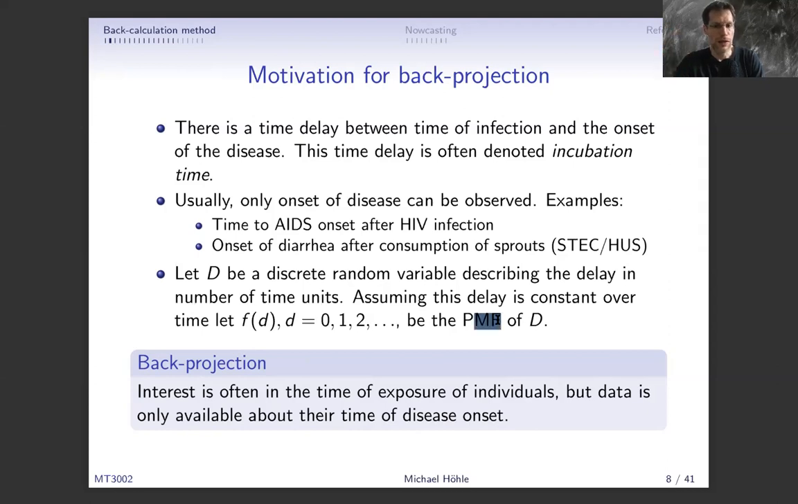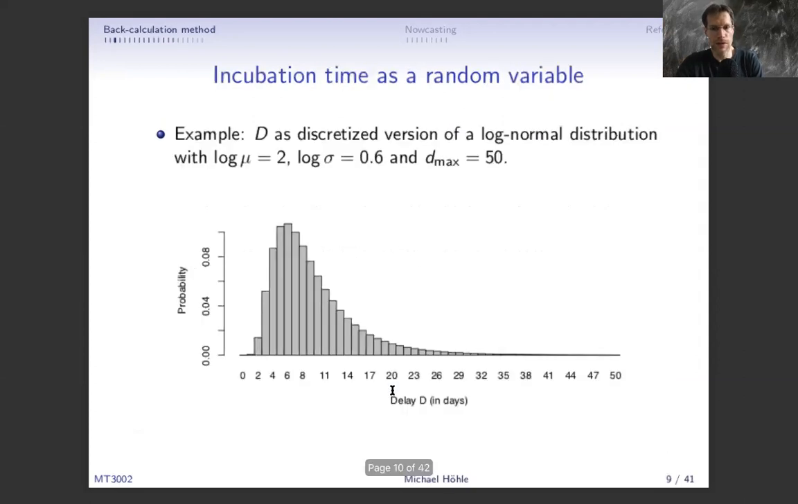And we will characterize it by the probability mass function. So what's the probability that you will have symptom onset 0 days after infection, 1 day after infection, and so on. That will be our incubation time distribution, and it will be a discrete distribution. And what the back projection does is try to infer the time of exposure of individuals when you only have the data about their onset of disease.